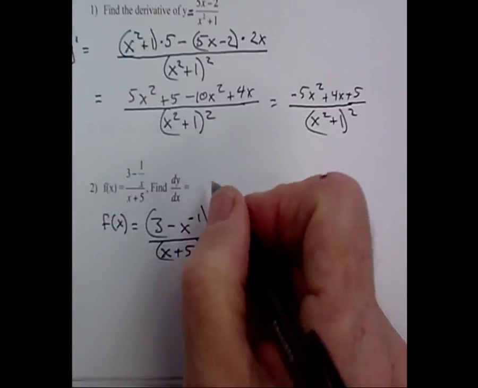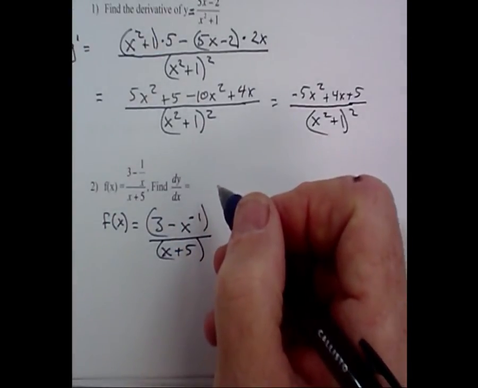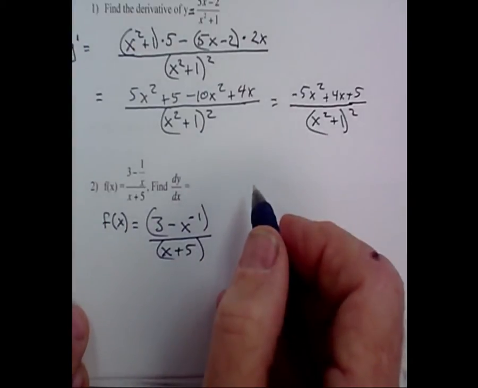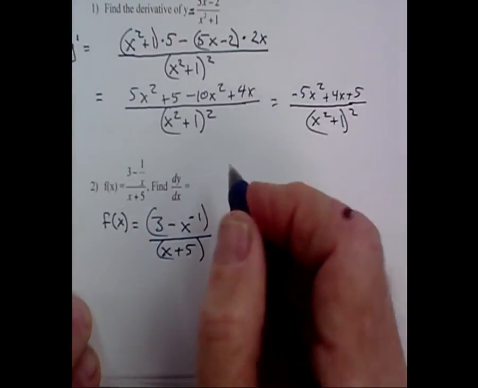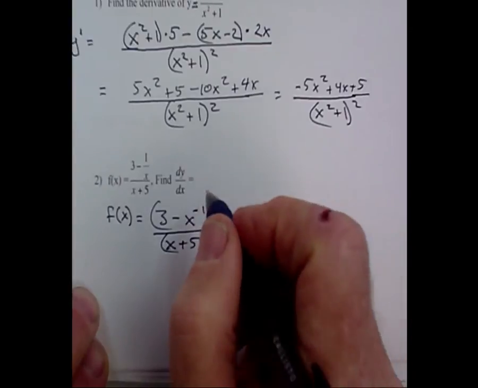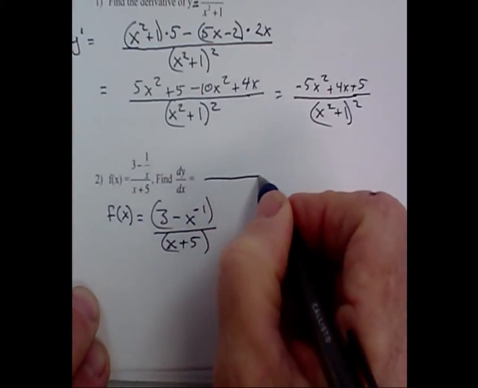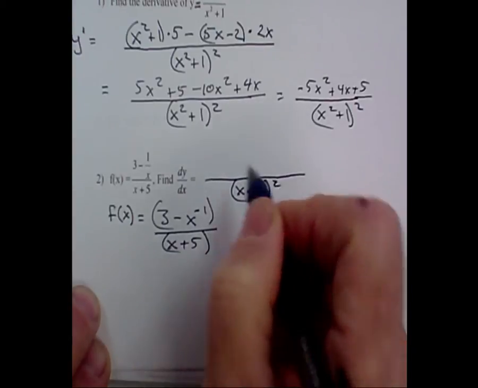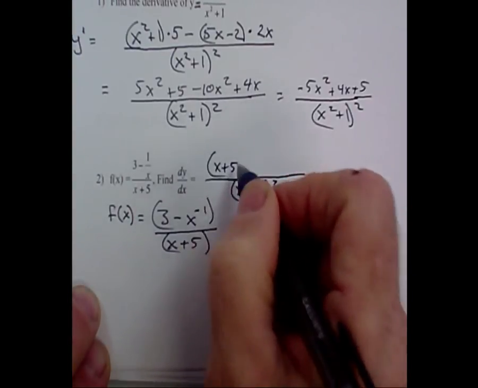So this is going to be equal. Actually, I'm going to make it easier than this. No, I'm not. I'm going to do it like this. I got all of them written down. So down here, I'm going to have x plus 5 squared, x plus 5.